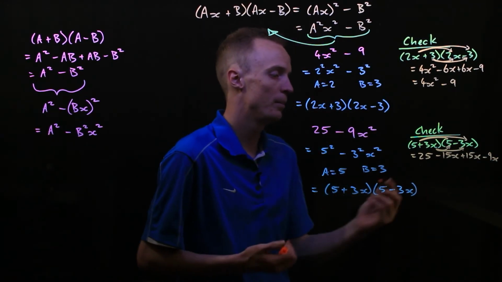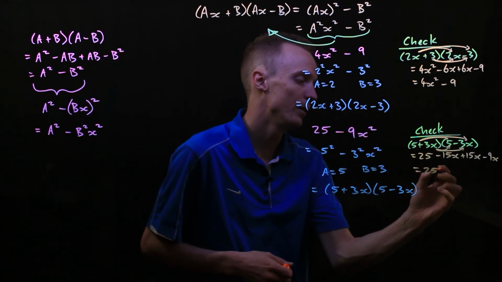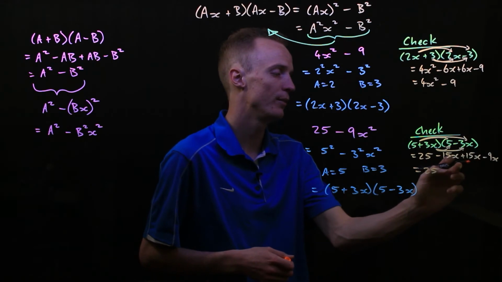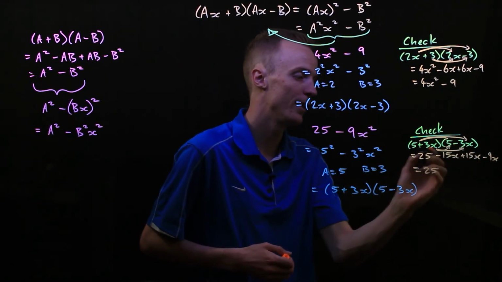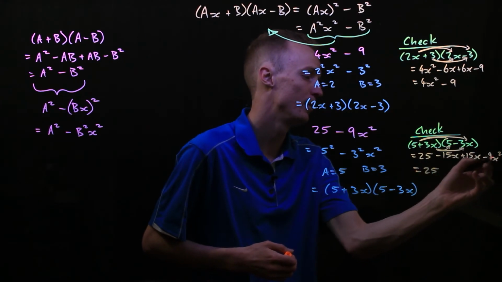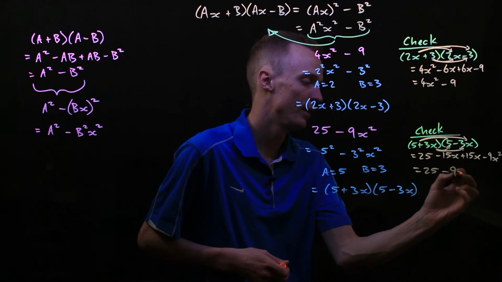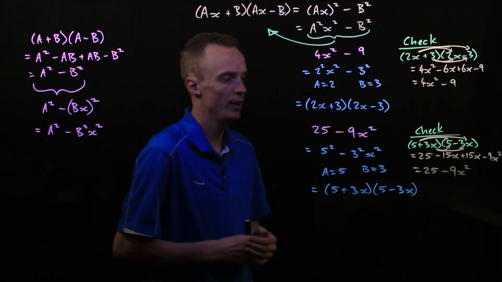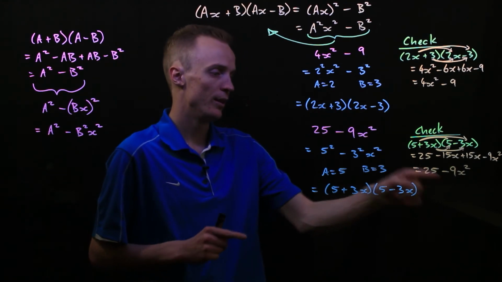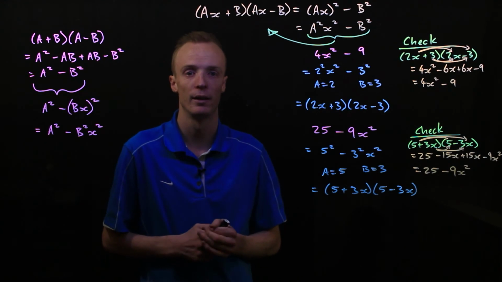And now I simplify by collecting like terms. So my 25 is my only constant. I do have two x terms, negative 15x and plus 15x, they cancel. And I just made a mistake here, x times x will be x squared, so this will be take 9x squared. And that's what will be at the end here, subtract 9x squared. So what you can see here is this is equivalent to this, which means that we've factorised this correctly.